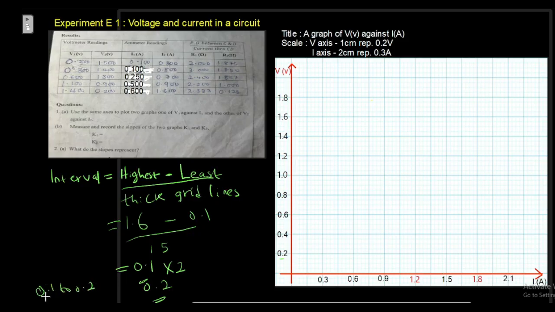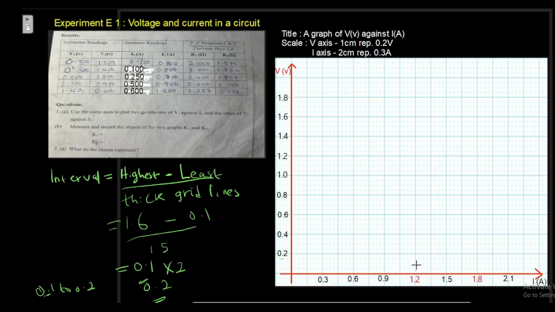Now we cannot go with 0.1. The reason is if we try 0.1, it's not going to cover all our readings. Remember, your highest value here is 1.6. Now watch, we have 0.1, 0.2, 0.3, 0.4, 0.5, 0.6, 0.7, 0.8, 0.9, 1, 1.1, 1.2, 1.3, 1.4, 1.5. So you see it's not covering everything. Now, if we try 0.2, 0.2 will be too small. 0.2, 0.4, 0.6, 0.8, 1, 1.2, 1.4, 1.6 is a very small graph.